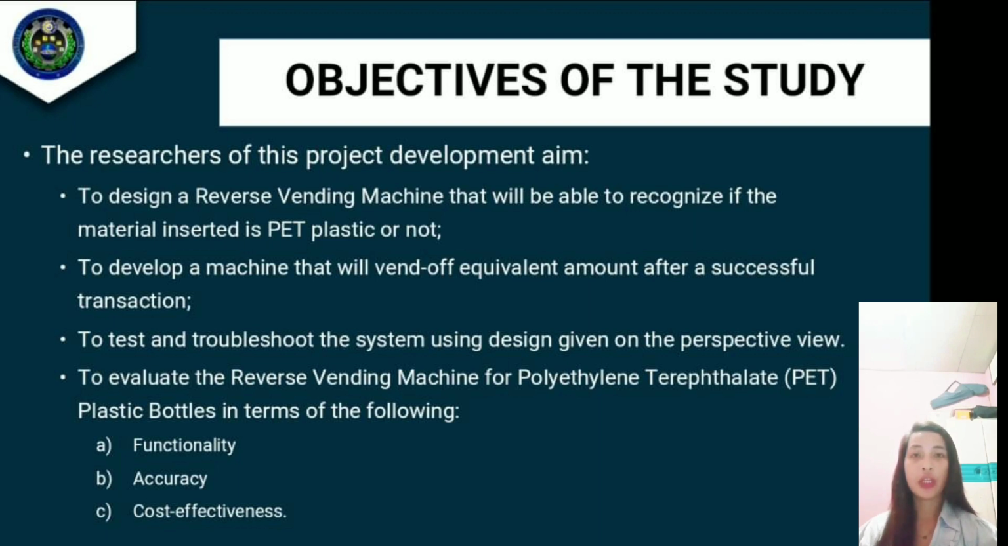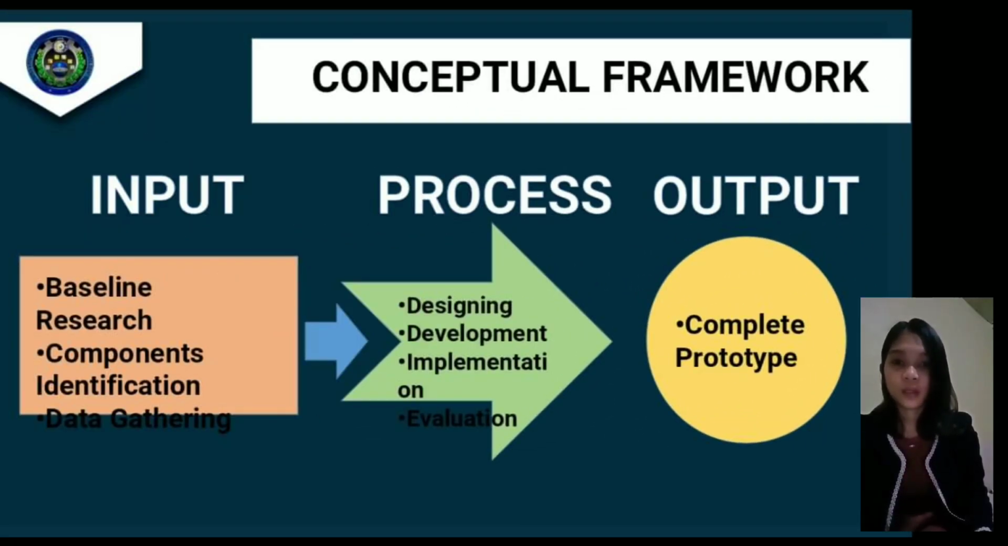Fourth, to evaluate the reverse vending machine for polyethylene terephthalate plastic bottles in terms of the following: functionality, accuracy, and cost effectiveness. This is the conceptual framework of our study. The input are the baseline research, components identification, and data gathering. The second is the process, which are the designing, development, implementation, and evaluation. The last one is the output, which is the complete prototype.